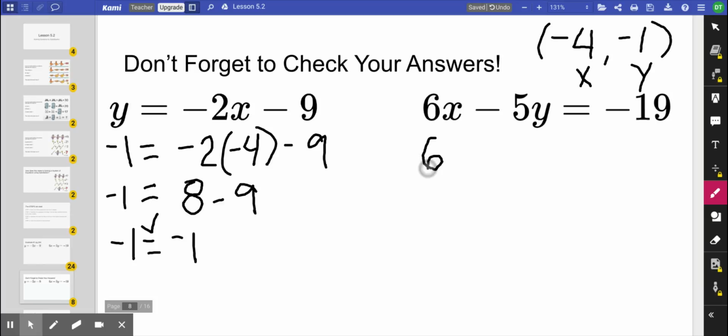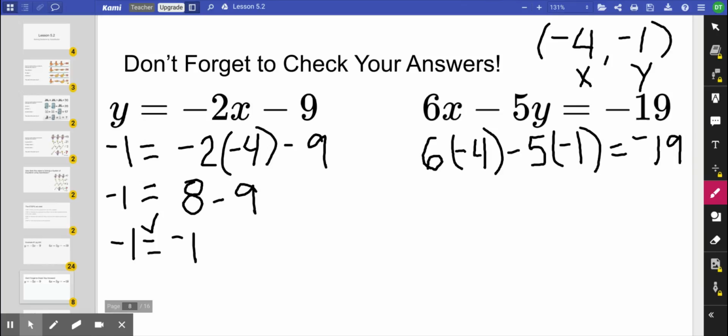So I put negative 4 in for the x. And I put negative 1 in where the y is. And I get 6 times negative 4 minus 5 times negative 1 equals negative 19. So 6 times negative 4, 6 times 4 is 24. And since it's a positive times a negative, I get negative 24. 5 times negative 1 is negative 5, but I'm minusing negative 5, so that gives me a plus 5. And that equals negative 19. Negative 24 plus a 5.